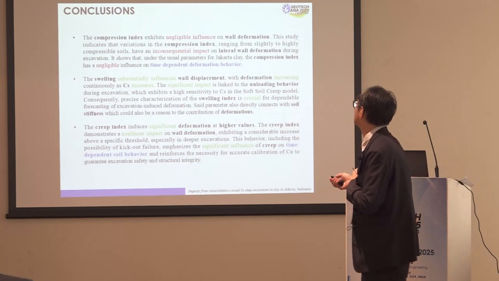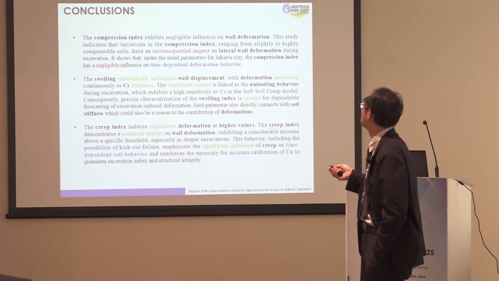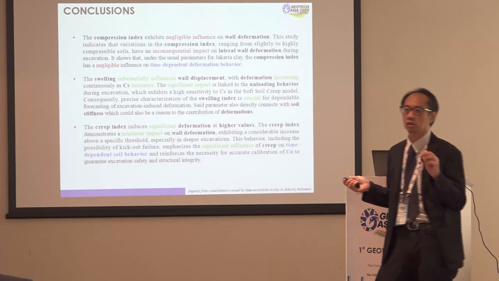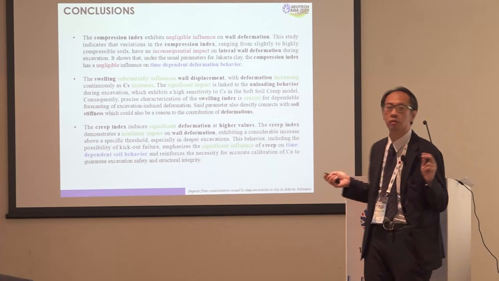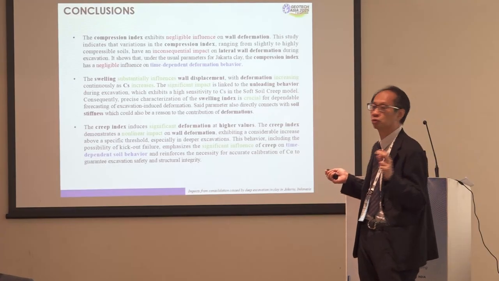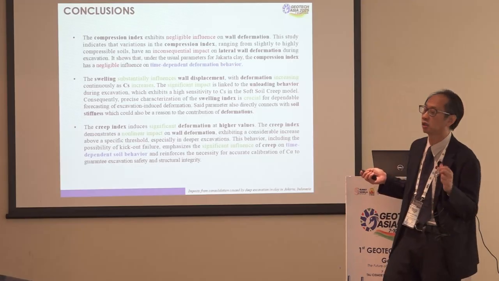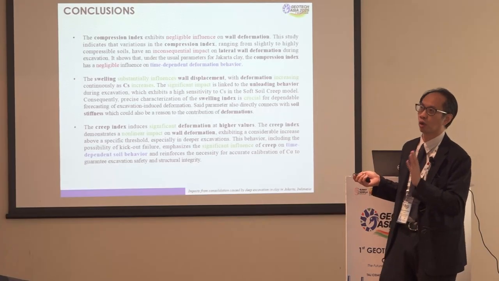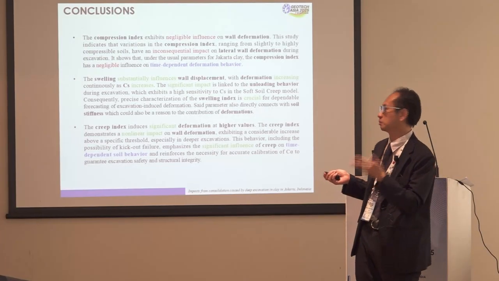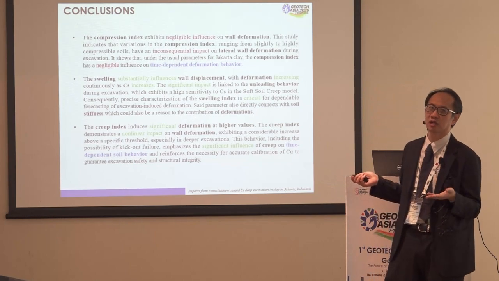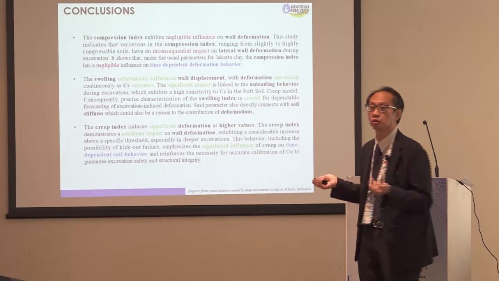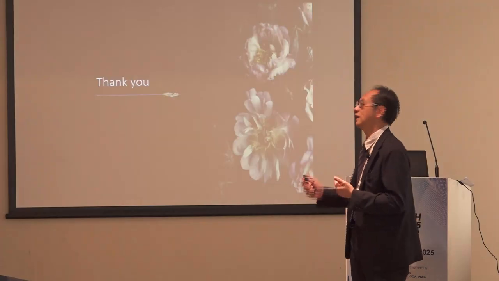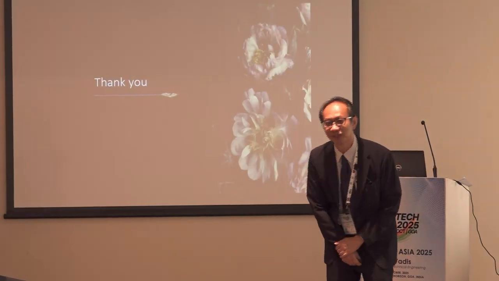So here I come to the conclusion. Very quickly, just like I said, the compression index doesn't significantly affect the result, but the swelling index does affect it a lot. So really, you will have to consider what the real swelling index is, to get a more reliable one. And for the creep index, as I just mentioned, as long as you have a value more than 0.012, it is going to affect more. So more reliable testing about the creep has to be done, and the construction time is also an issue affecting the maximum wall displacement. Okay, that's the end of my presentation. Thank you very much.